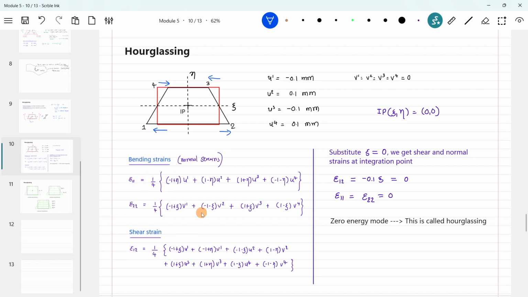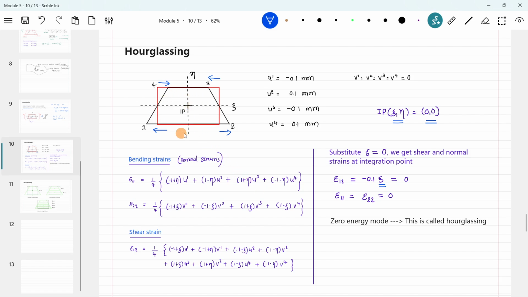And this we have seen in shear locking, the bending strain or normal strain formulas and shear strains. At this integration point, we know the natural coordinates are 0 because this integration point is at the center of the element. So using zeta and eta equal to 0 in epsilon 11, epsilon 22 and epsilon 12, we get epsilon 12 as 0 by substituting zeta equal to 0. Similarly, normal strains are also equal to 0.